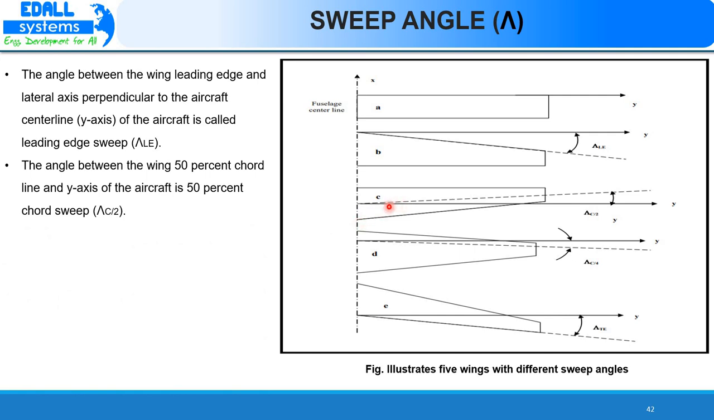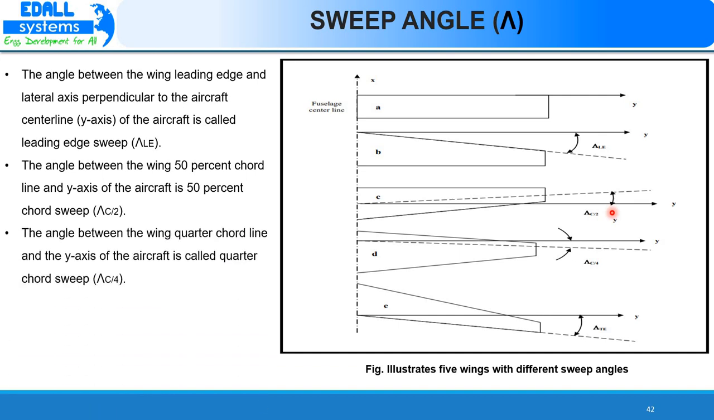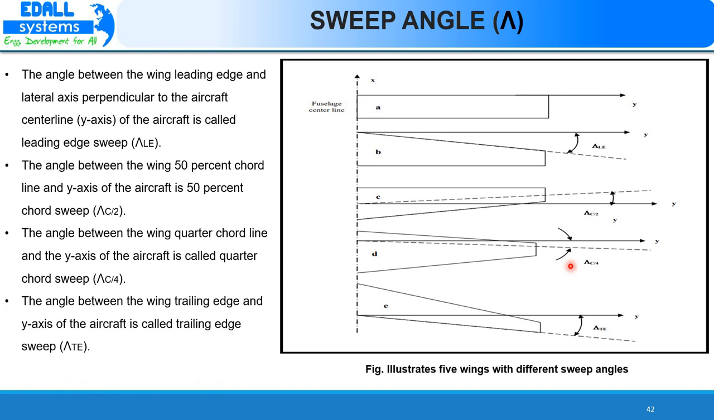For the C wing, the angle between the 50% chord line and the y-axis is 50% chord sweep. For the D wing, the angle between the wing quarter chord line and the y-axis is referred to as quarter chord sweep. Lastly, for the E wing, the angle between the wing trailing edge and the y-axis is referred to as trailing edge sweep.